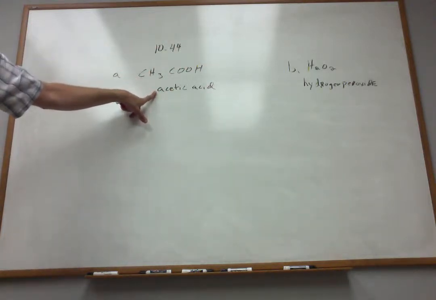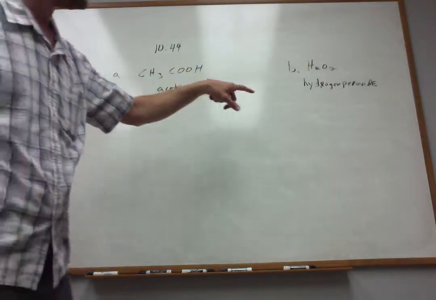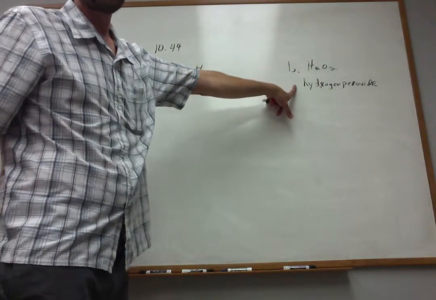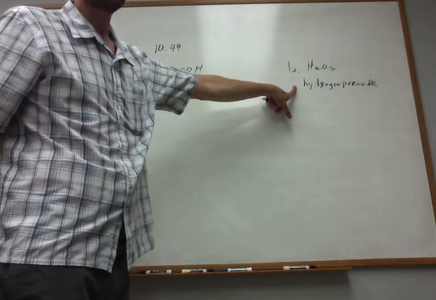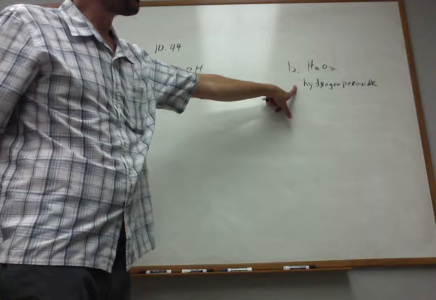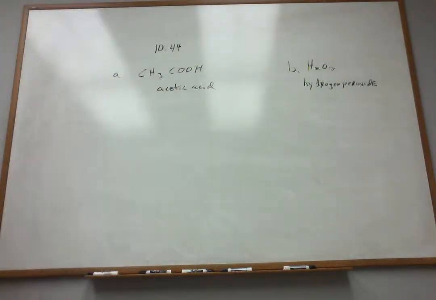Acetic acid is one of the simplest weak organic acids that we work with in the lab. It's the primary ingredient in vinegar, as it turns out. And then B, H2O2, is hydrogen peroxide. If you look around your bathroom at home, in that brown bottle that says hydrogen peroxide, this is the active ingredient, H2O2. It degrades slowly even in that bottle over time. It's a pretty reactive molecule, as are most peroxides.